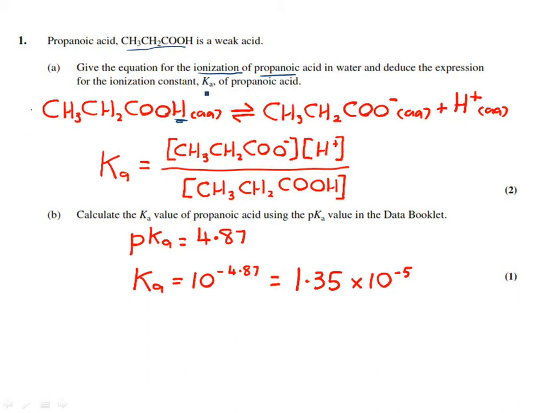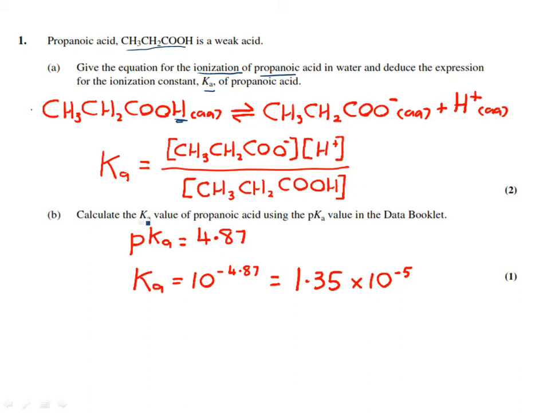And the second part is deduce the expression for the Ka. So Ka is the products at the top and the reactants at the bottom, okay? So simply it's this expression here, okay?